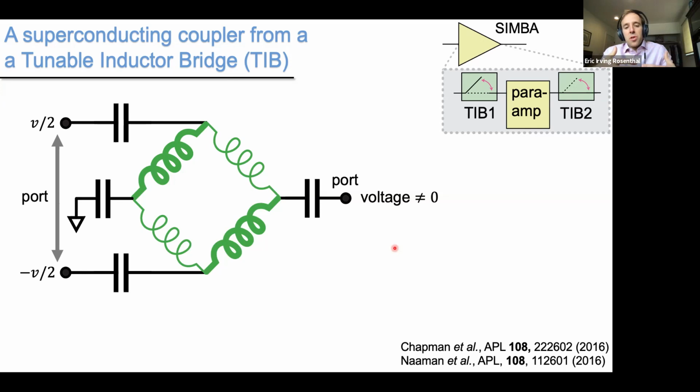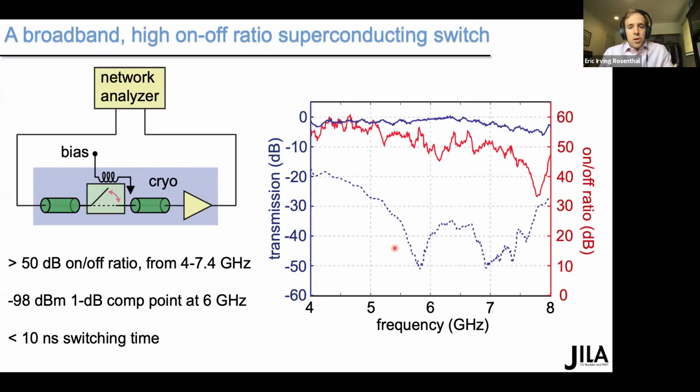And this allows us to control whether the bridge is balanced or imbalanced by sending a signal into a single on-chip bias line. We could talk a lot more about how to engineer that, but let me jump straight to the performance.